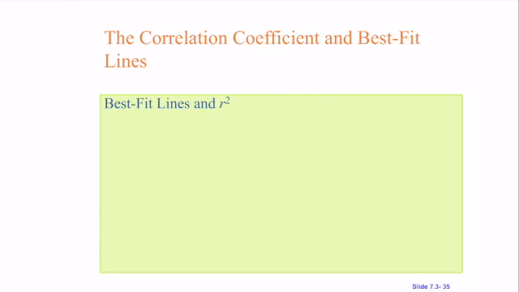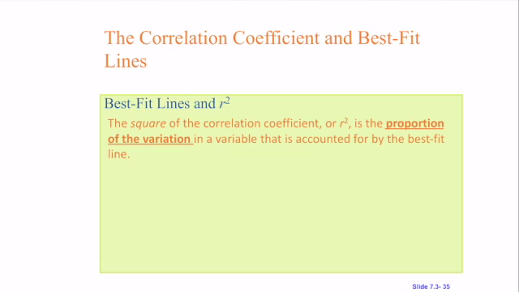So, best fit lines and R squared. The square of our correlation coefficient is the proportion of the variation in a variable that is accounted for by the best fit line. So R squared is the proportion of variation, and it tells us what proportion of our variable is accounted for by the best fit line.